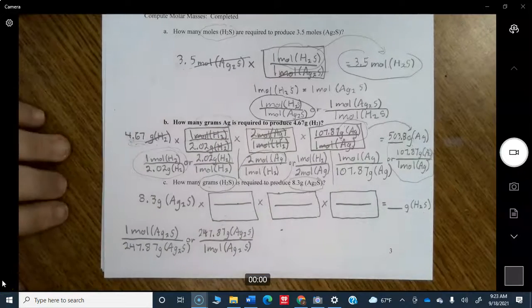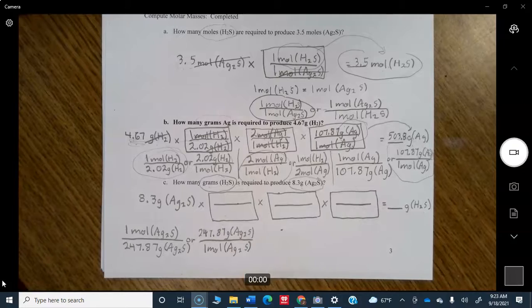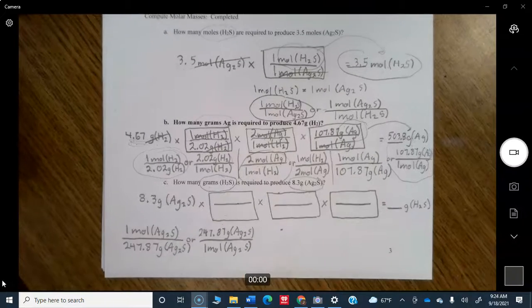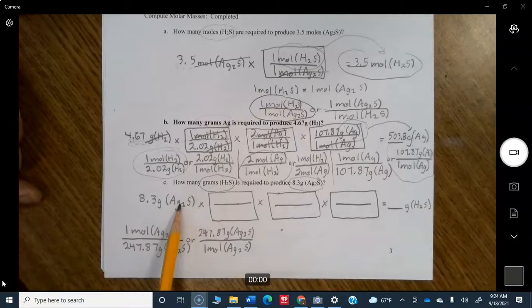Okay, there's your 2 options. Which one goes here? Think about it. Okay, you start to really nail this down by now, right? Which one? You have Ag2S up here. It doesn't appear in your final answer. That means it has to cancel out.